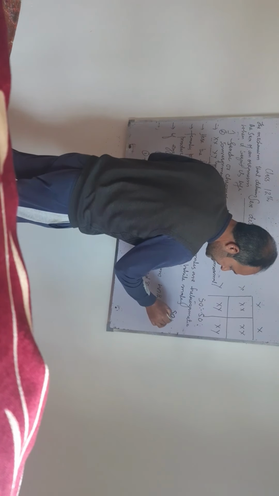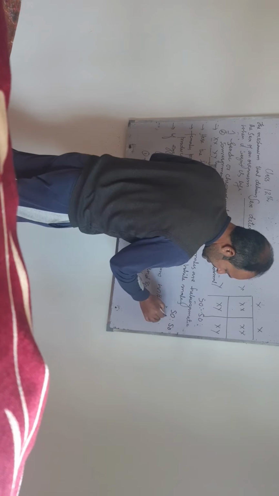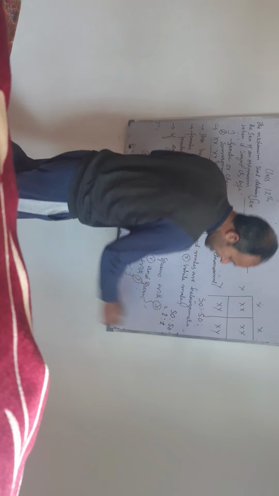Now, at the time of fertilization, the chances are 50%. If an egg with X chromosome combines with a sperm with X chromosome, then a female will be produced, XX. While if an egg with X chromosome combines with a sperm with Y chromosome, then a male will be produced. Normally, in nature, the 50:50, that is 1:1 ratio is maintained.